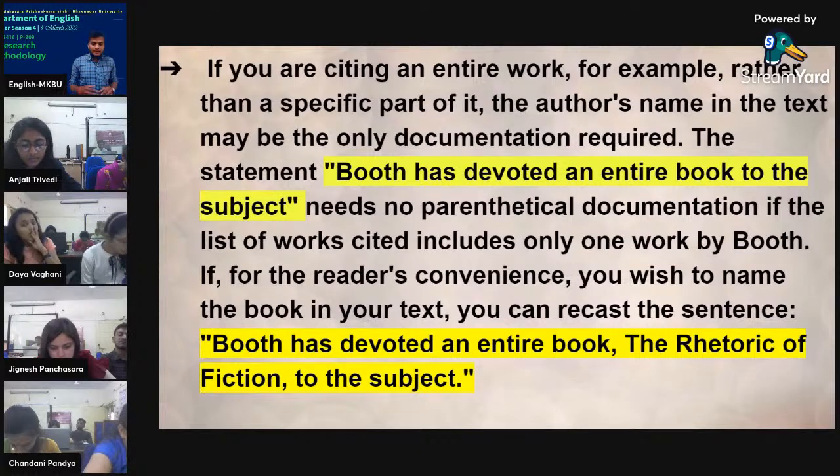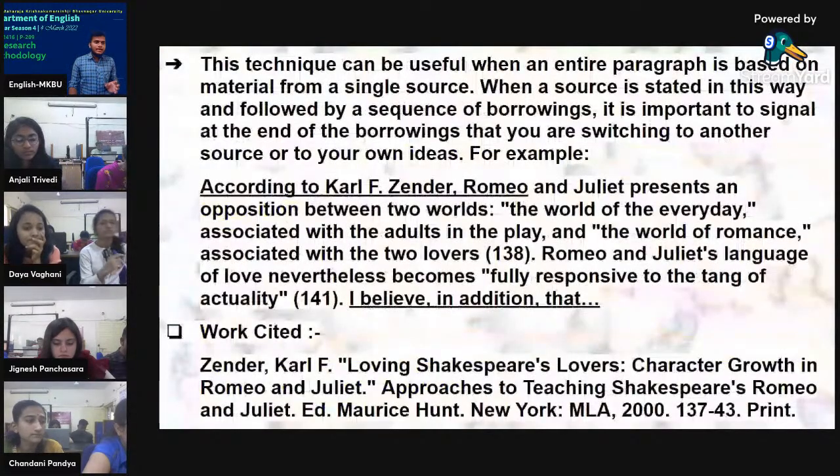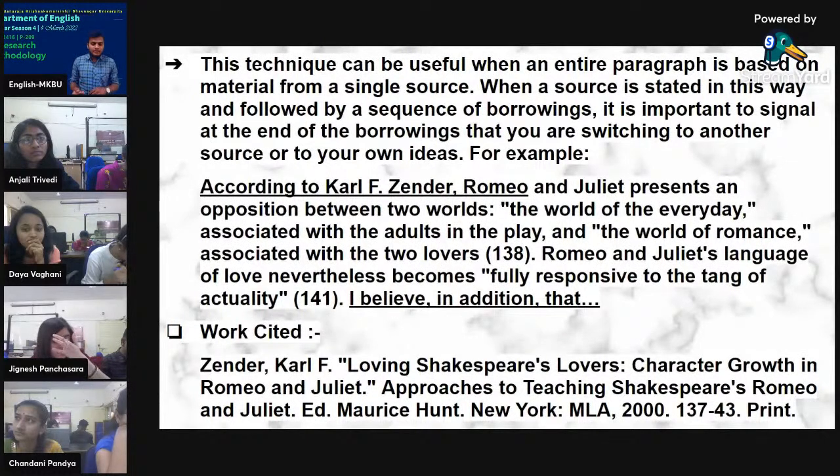Then we can also write that Booth has devoted an entire book, The Rhetoric of Fiction, to the subject. Here is one example: if we are giving the example of a critic, then first we have to write according to the critic's name, and after completing that we have to tell that here is my point of view. So we have to start with I believe, in addition, I want to say like this, and at the end we have to cite our work.